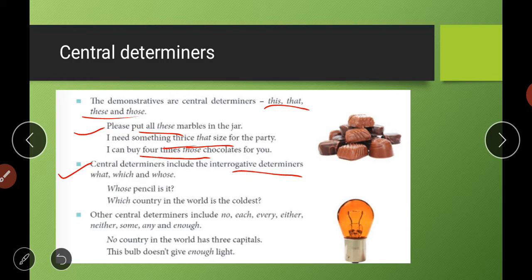Whose pencil is it? Which country in the world is the coldest? So here these words are your central determiners. We call these words the question words, the interrogative determiners, as we consider these as your central determiners. And the other central determiners include the remaining ones like no, each, every, either. Sometimes they act like your central determiners. So I hope it is clear to you.